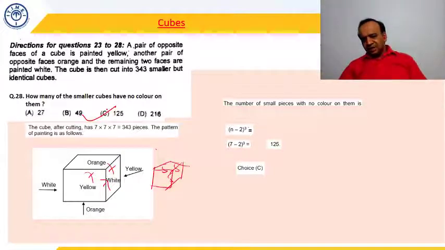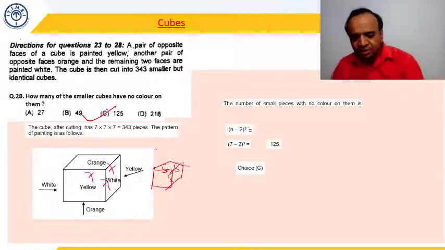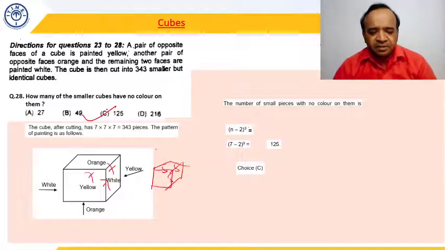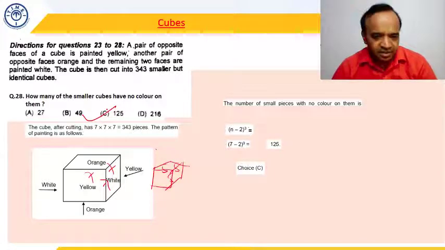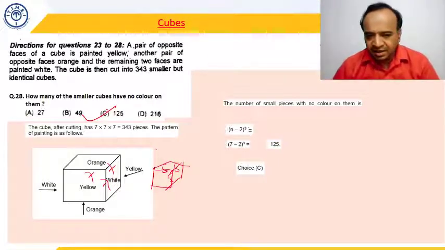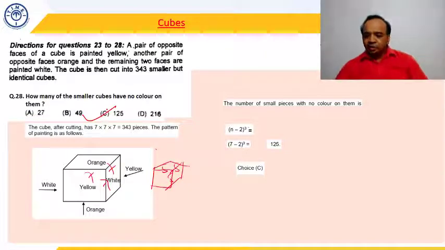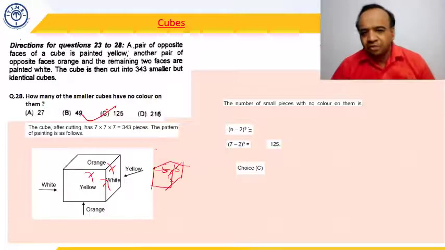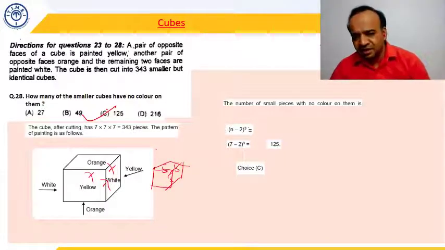The concept is the same. Whenever a question of this type comes, the concept is always the same. What type of concept? Three-face painted pieces are lying at the vertices. Two-face painted pieces are lying at the edges. One-face painted pieces are lying at the faces. And no-face painted pieces are lying at the core, that is, completely inside the cube. Okay, so this is the main concept.